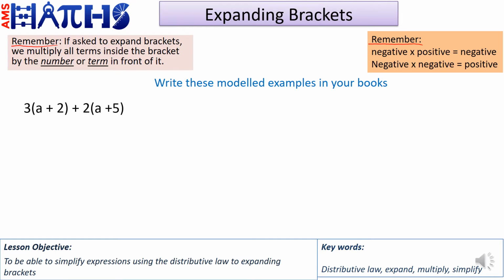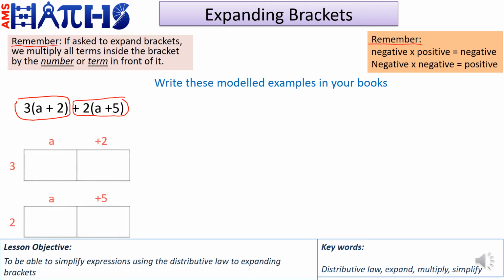Starting with the first example, we have to expand brackets that are separated by a plus sign. For the first bracket, we have 3 times a plus 2, and for the other bracket we have a positive 2 times a plus 5. And so we will set up 2 grids to multiply these brackets separately.